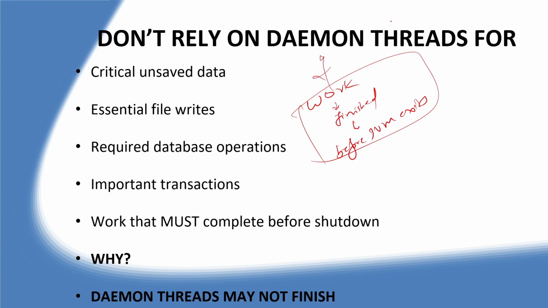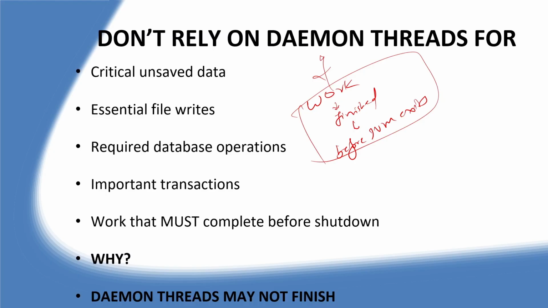For example, imagine a daemon thread is halfway through an important file write or critical data operation. If all user threads finish, you should not assume the JVM will wait for that daemon thread to complete its critical work. For critical work, applications should use proper coordination and shutdown mechanisms. So the key idea is simple: daemon threads are useful for supporting work. Do not depend on their natural completion for critical application work. For critical data, critical things, critical operations, we should always use a user thread.